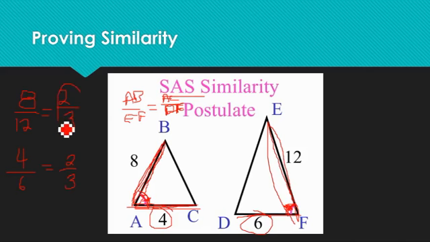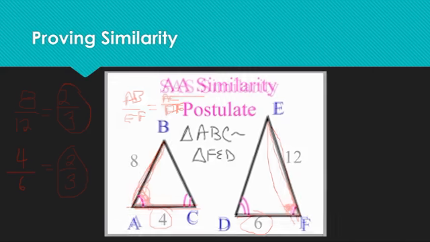So yes, those two pairs of corresponding sides have equal ratio, so they're in proportion with each other. So those two sides are proportional, and the angle in between them is congruent, so you can use the side angle side similarity postulate.